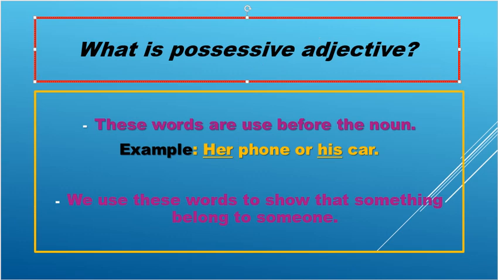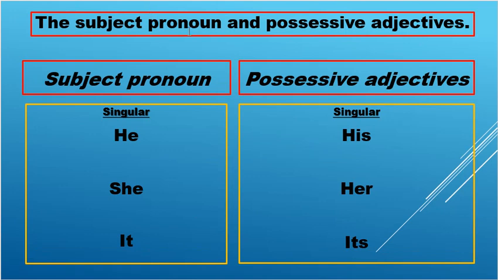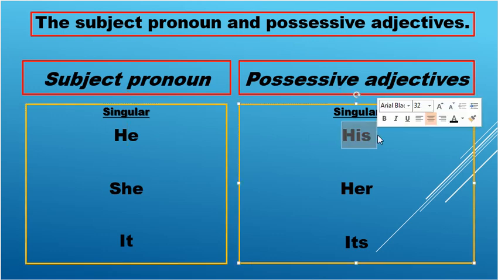Here I'm going to show you the subject pronouns and their possessive adjectives. First we have the singular subject pronouns and their singular possessive adjectives. Here we have he, and the possessive adjective is his. It means that the thing belongs to a boy. Here we're talking about a boy.